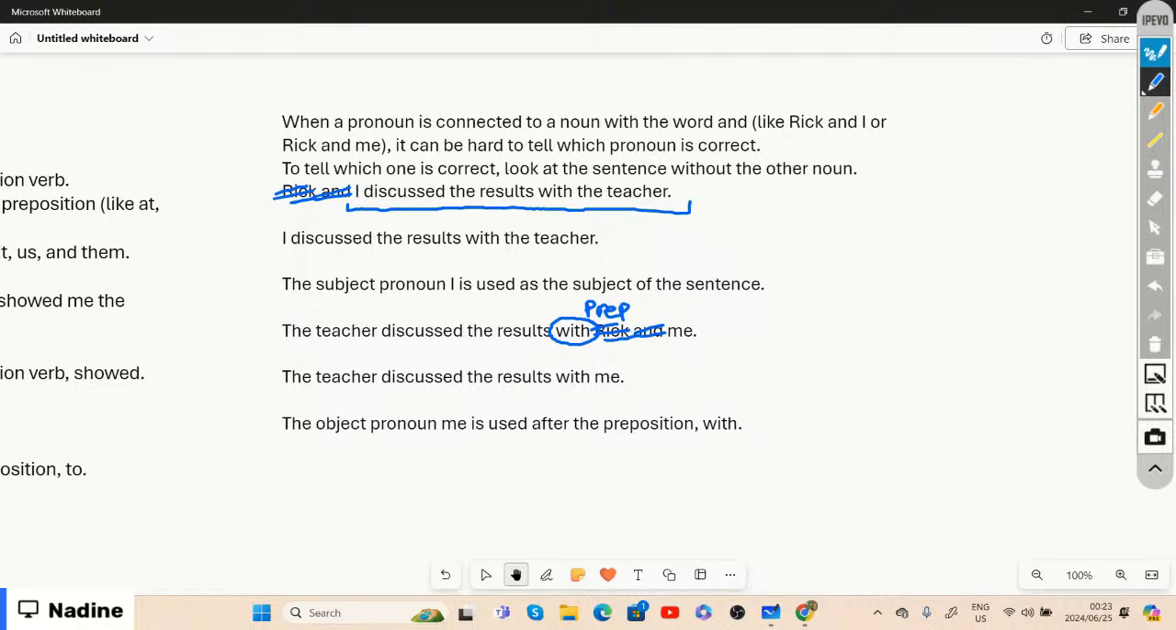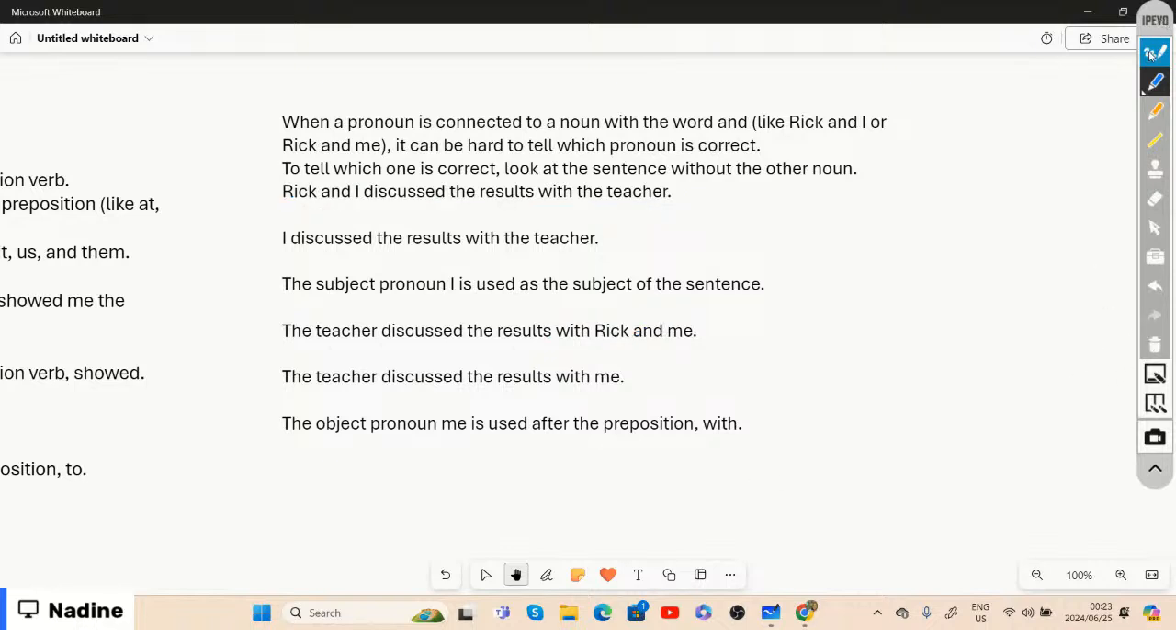Remember, we said that a subject pronoun is usually at the beginning of a sentence and it tells us who is doing something. And then we said an object pronoun either comes after an action verb or it comes after a preposition. Basically, the object pronoun is the receiver. It's where someone is doing something to you or giving you something. And that is why we're saying the teacher discussed the results with me. And that is the object pronoun.